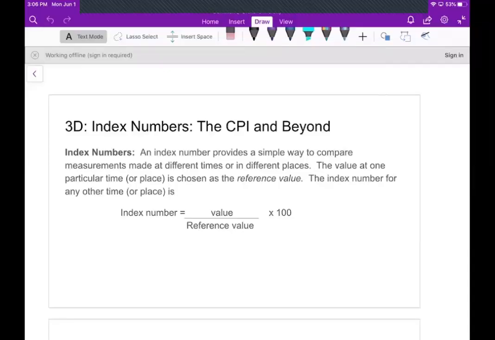Okay, guys, welcome. Today we're going to talk about index numbers, and we'll also talk about the CPI, the Consumer Price Index, and a couple other things that are related to that. All right, so first we're going to begin with index numbers.